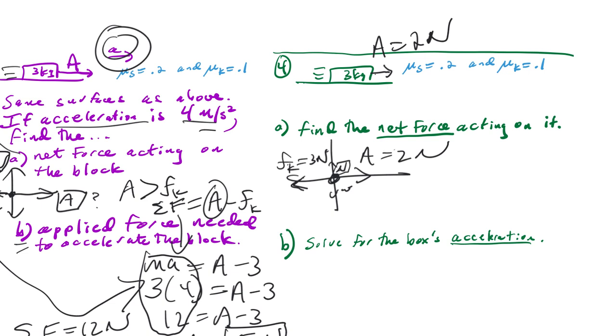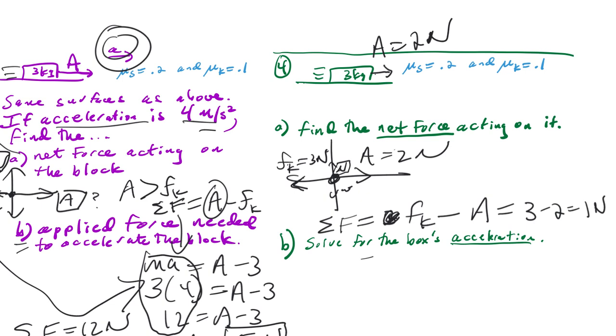So, what is the net force? The net force is MA, but I don't have the A, like I said. So it's the bigger force minus the smaller force. In this case, it'd be Fk minus A, because the bigger force is the friction. So that'd be 3 minus 2 equals 1 newton.